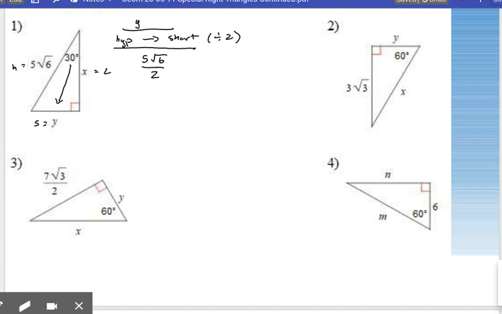5 square root of 6 divided by 2. I'll just go ahead and round to the 10th. I'm getting about 6.1. So I have the short side. Now I'm going short side to long side, and this is going to be figuring out our x.